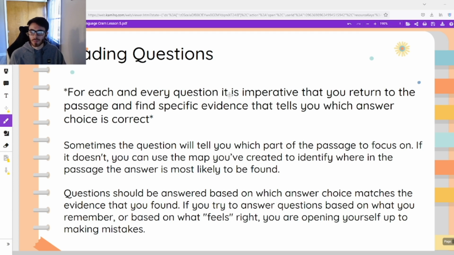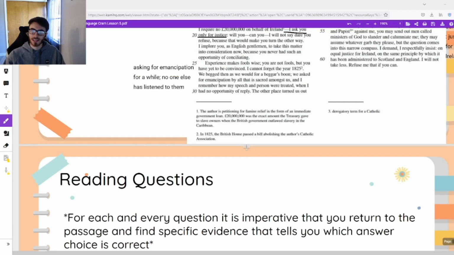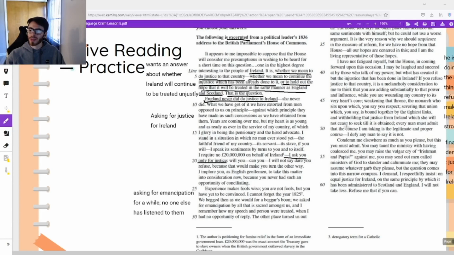As I mentioned a couple seconds ago, sometimes the question will tell you which part of the passage to focus on. If it does, that's great, right? Because you can go back, reread, and focus on just that one area and look for evidence in that one area. If it doesn't, we can use the map to identify where the answer is most likely to be found. So based on what the question is asking, we can look at our map and say, okay, the question is asking about this thing. Our map tells us that this thing is in this paragraph, so I'm going to check this paragraph, right?